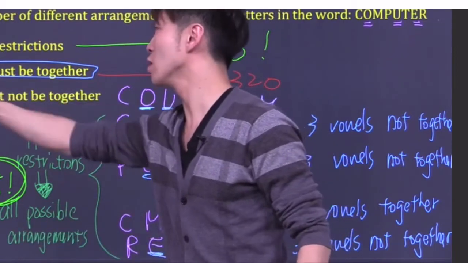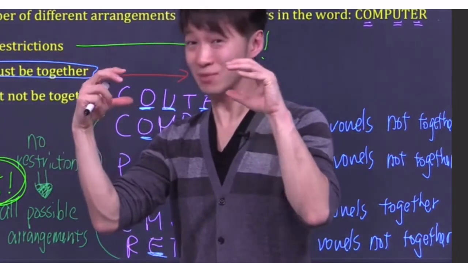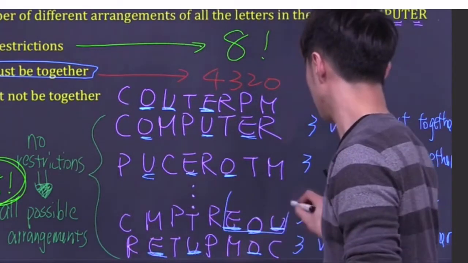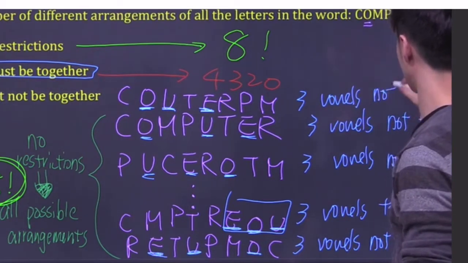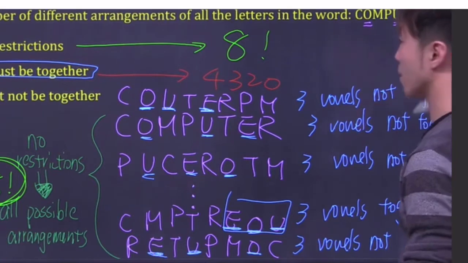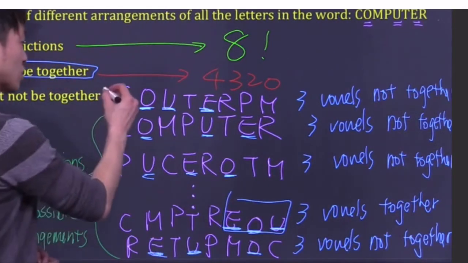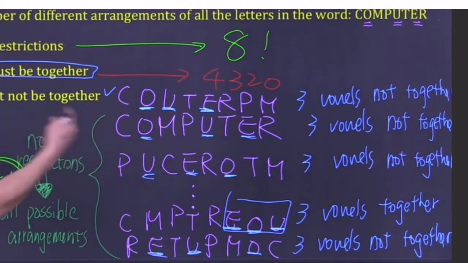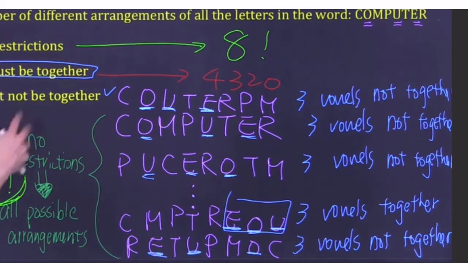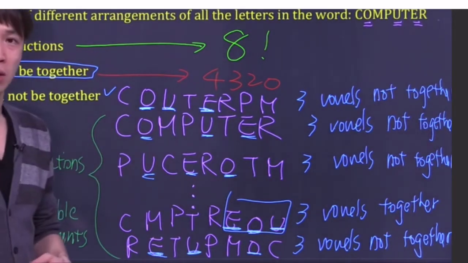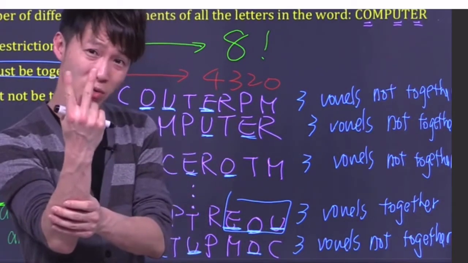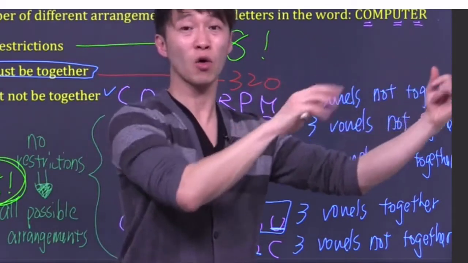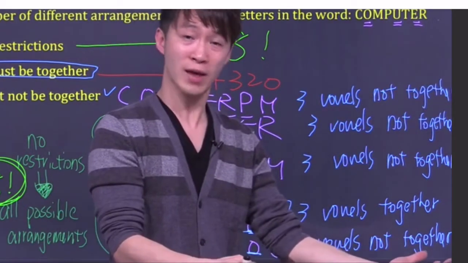Because for the second question here, we want all the vowels to be next to each other. That would be this case. So even this, the three vowels are not all together. Even for this example right here, that still goes into this category: the three vowels are not all together. So guys, think about it. We have two possibilities. The three vowels are either all together or they are not all together. That's it. Can you see?